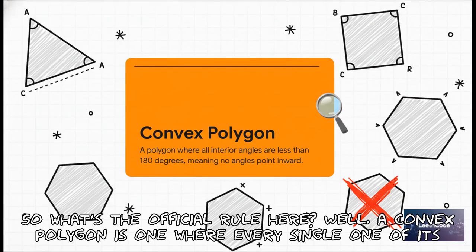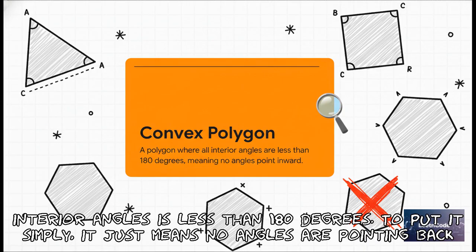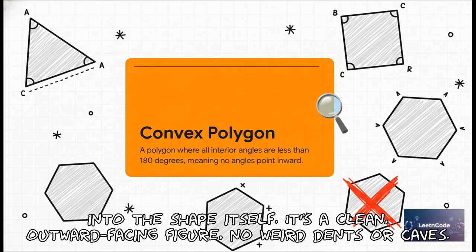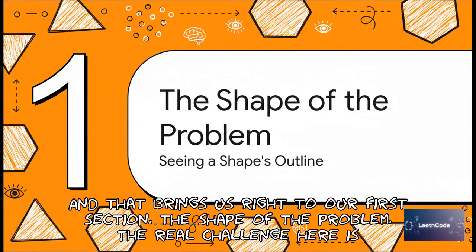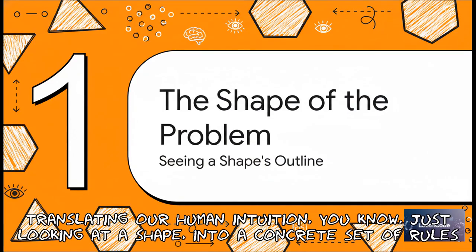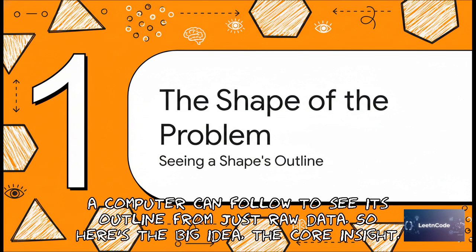So what's the official rule here? Well, a convex polygon is one where every single one of its interior angles is less than 180 degrees. To put it simply, it just means no angles are pointing back into the shape itself. It's a clean, outward-facing figure, no weird dents or caves. And that brings us right to our first section, the shape of the problem. The real challenge here is translating our human intuition, just looking at a shape, into a concrete set of rules a computer can follow to see its outline from just raw data.